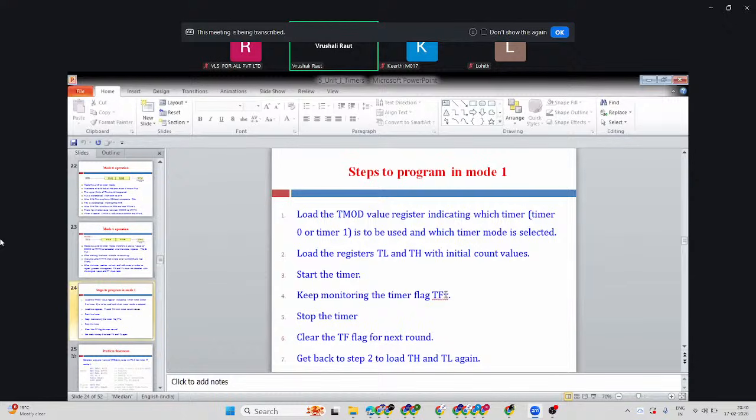Once the flag is set to 1, stop the counter. Stop the counter as well as clear this flag so that we can start the next round. Get back to step 2. What is step 2? Load the value in TL and TH. This is how your program will be. Is it okay? Do you understand what is to be written in the program?